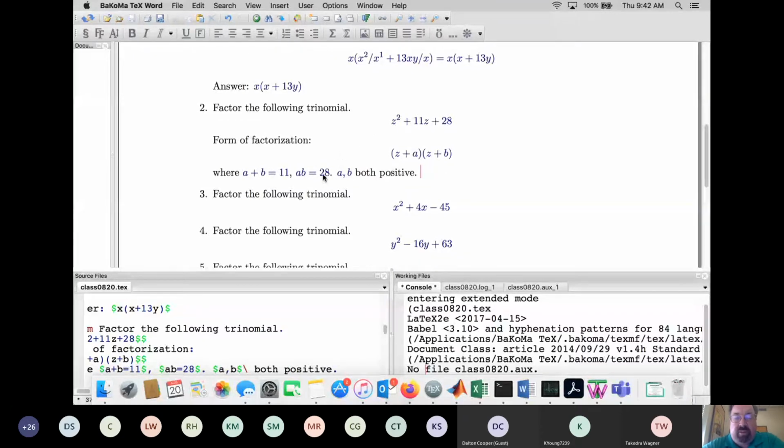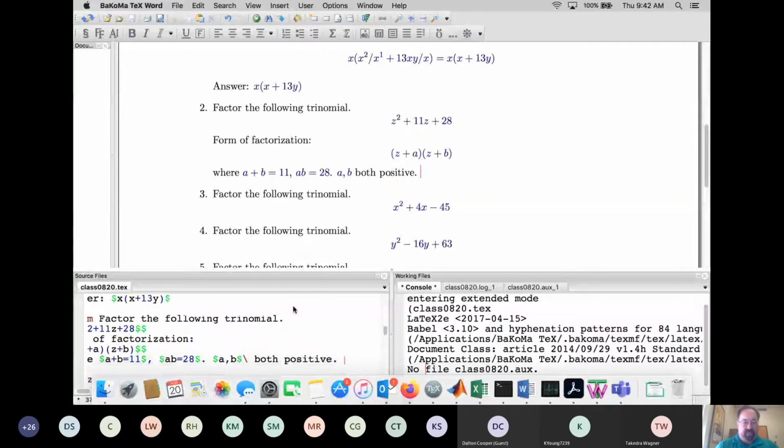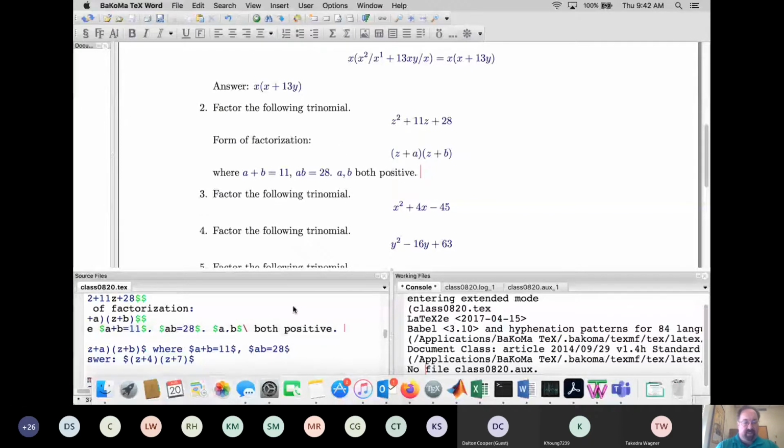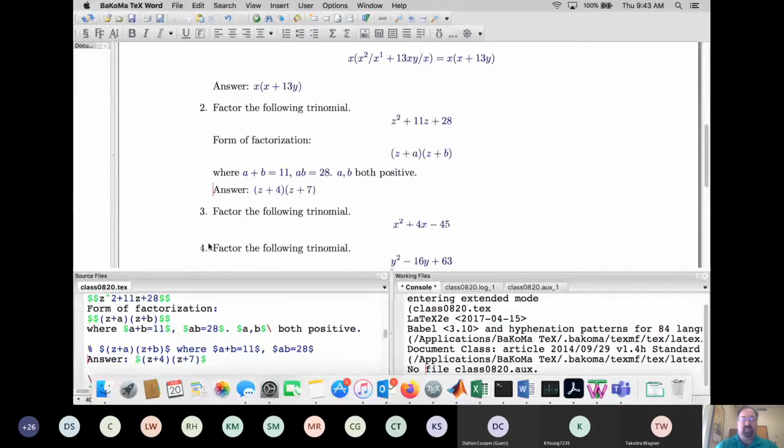So what would be two numbers that multiply out to 28, but their sum is 11? Anyone? 7 and 4. Yeah, 7 and 4. So that's the answer in this case. So z plus 4 times z plus 7.